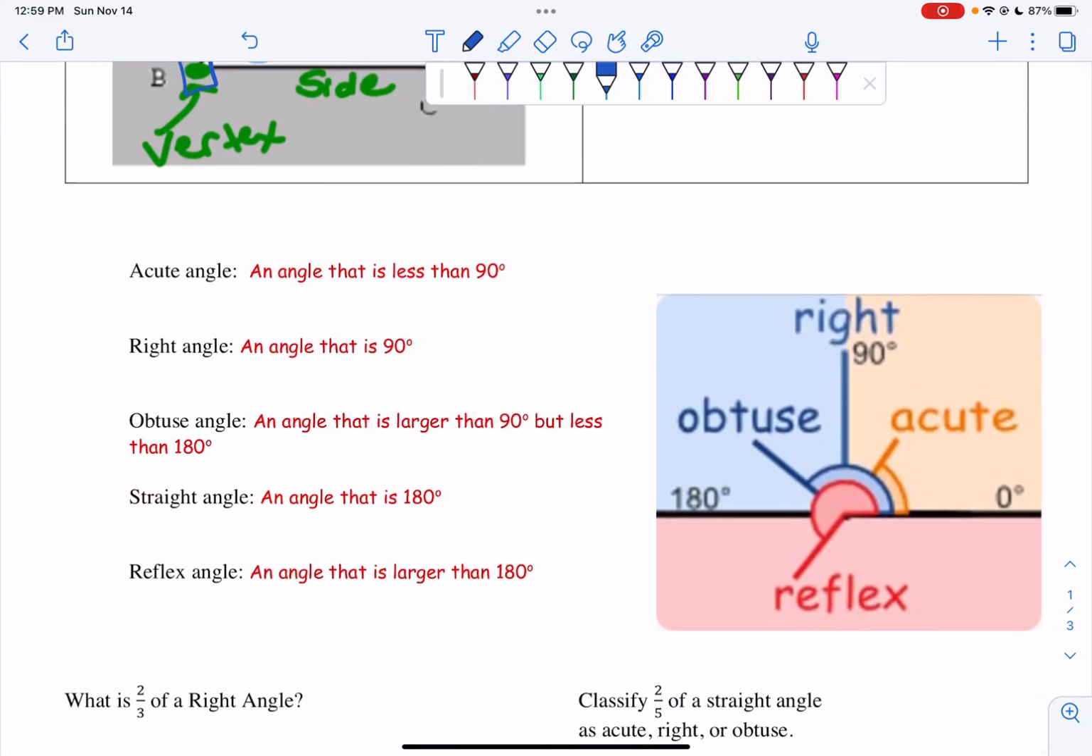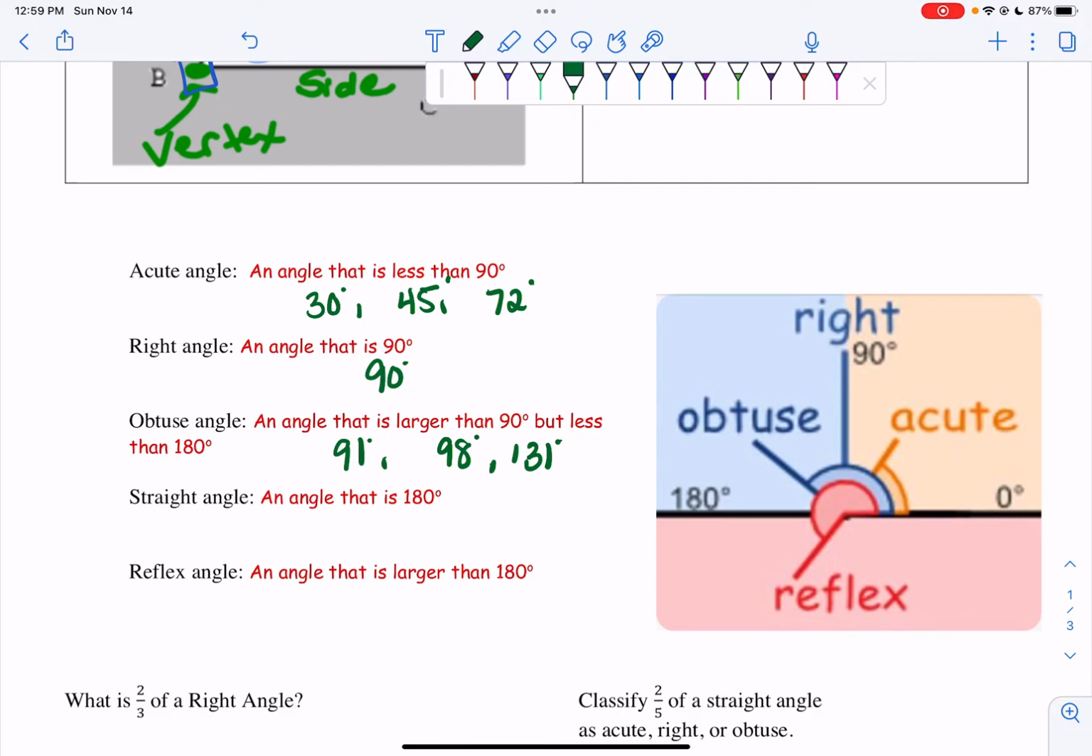So now let's go into some definitions of angles. An acute angle is any angle that's less than 90 degrees. So for instance, if your angle is 30 degrees, 45 degrees, 72 degrees, those are examples of acute angles. A right angle is an angle that's equal to 90 degrees. So anytime you have a 90-degree angle, that's a right angle. An obtuse angle is an angle that is larger than 90 but less than 180. So for instance, 91 degrees, 98 degrees, 131 degrees, those are all examples of obtuse angles.